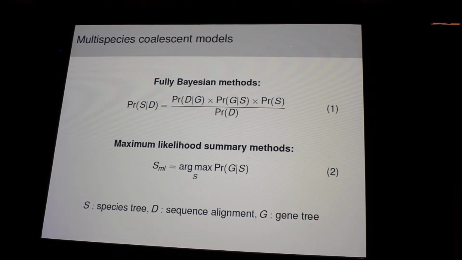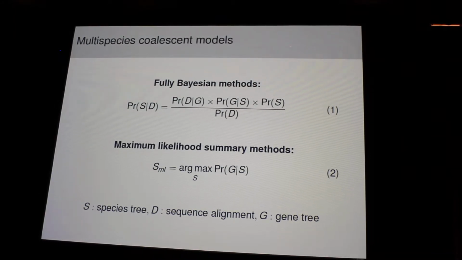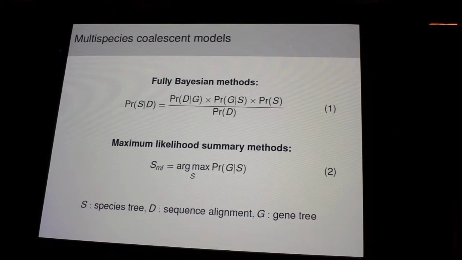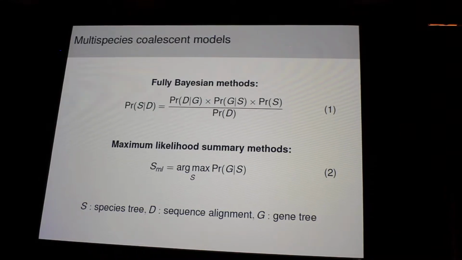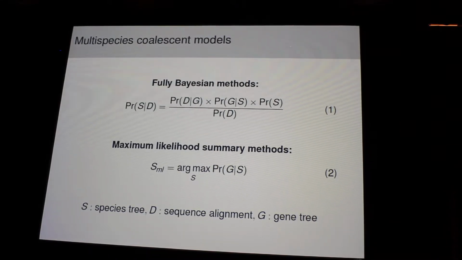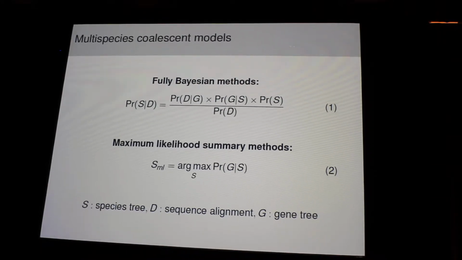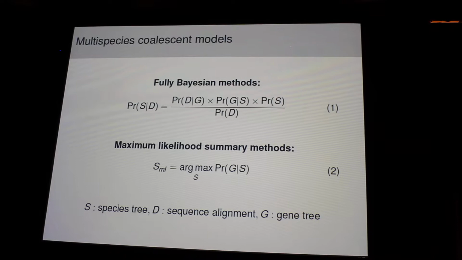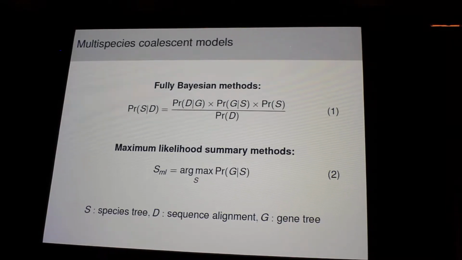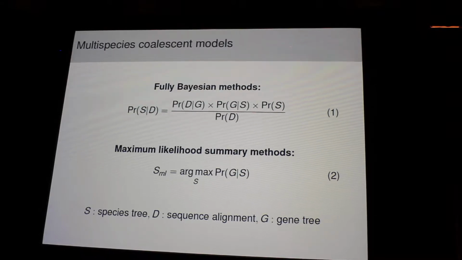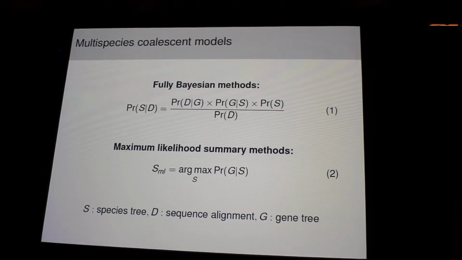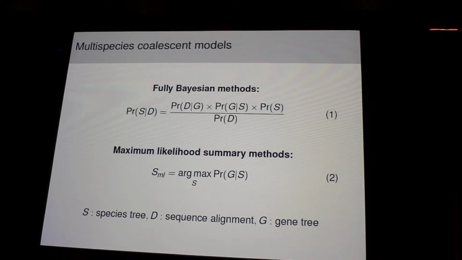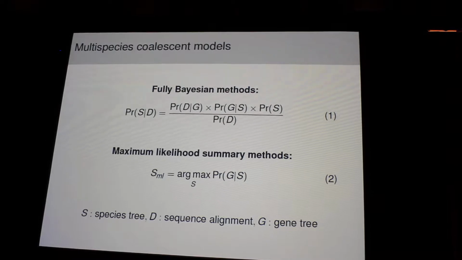There's a couple of types of multi-species coalescent models. There's fully Bayesian methods, which take advantage of Bayes' rule to characterize the posterior distribution of species trees given a set of multiple sequence alignments as your data. They do this using the phylogenetic likelihood, which is the likelihood of your multiple sequence alignments given your gene trees, the coalescent probabilities of your gene trees given species trees, and the prior probability of the species tree. In contrast, maximum likelihood summary methods return the single most likely species tree, which is determined as being the tree that maximizes the likelihood of your gene trees.